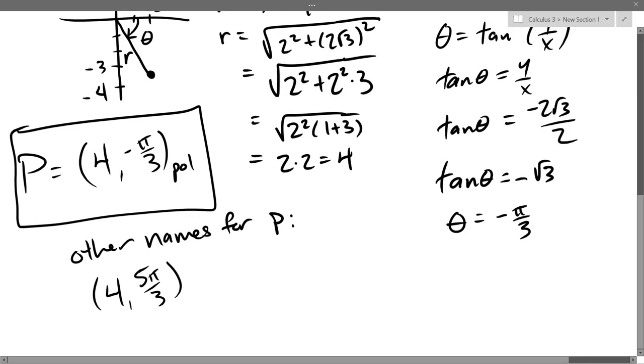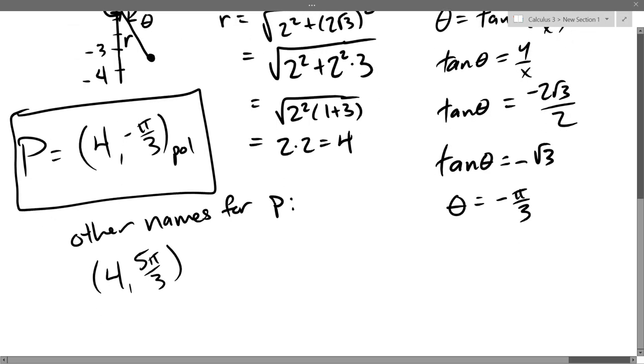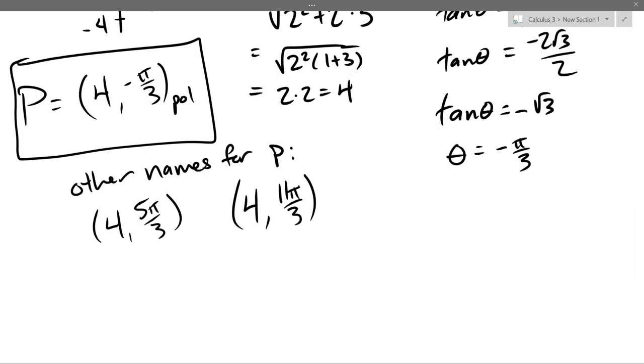They're one rotation away. So if I went the scenic route, the standard positive way, that would be 5 pi over 3. All right, what is another name for P? Yep, 11 pi over 3. And how do we get there? Add 2 pi, so that's the extra rotation.